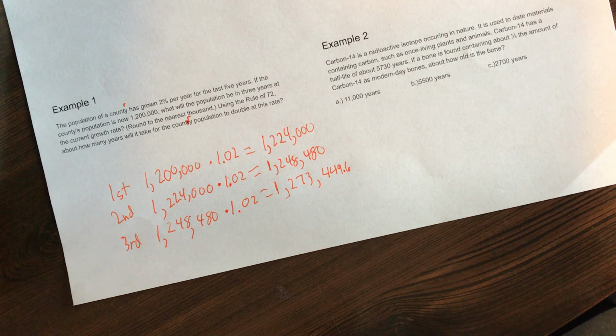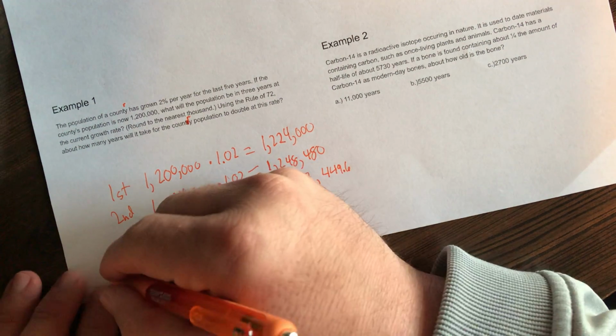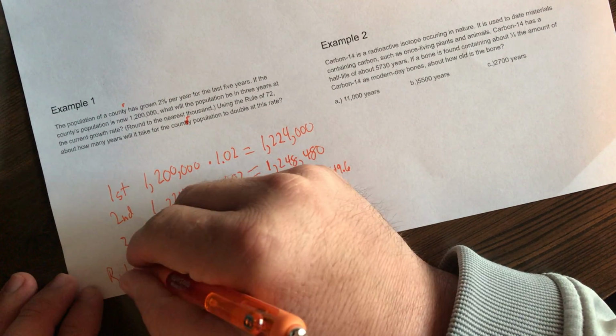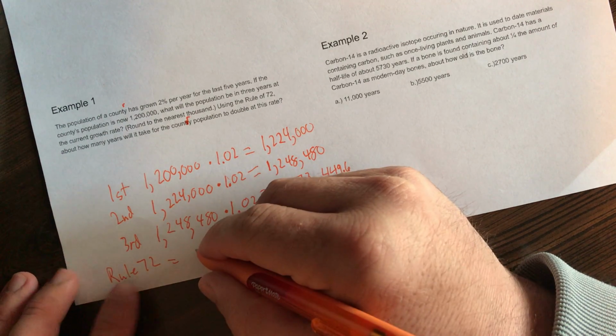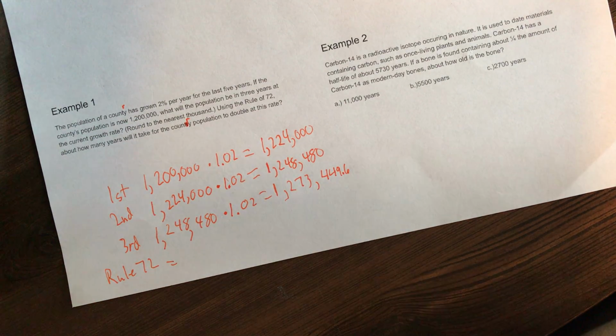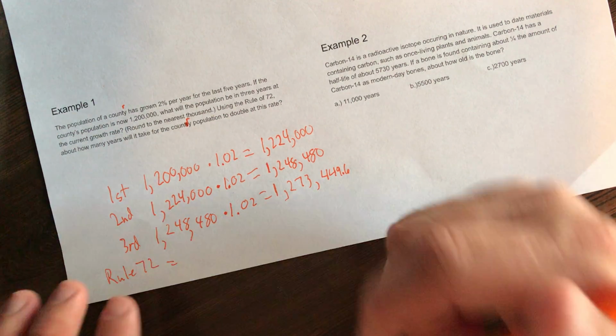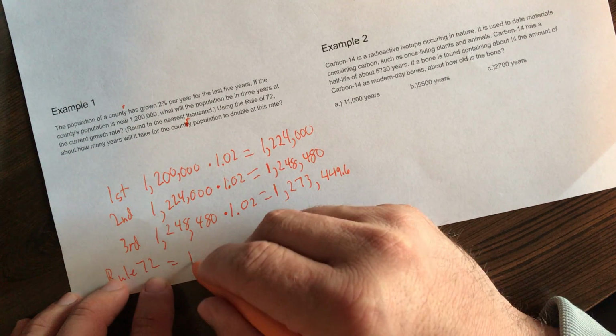Now, we need to find out how long it will take us to double our population, which goes back to that rule of 72. The rule of 72, and we'll put that right here, 72, is going to be divided by the growth rate. What your population was after the 3 years, so we want this number.